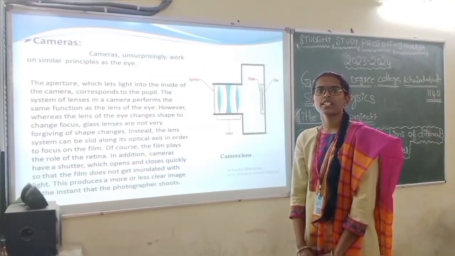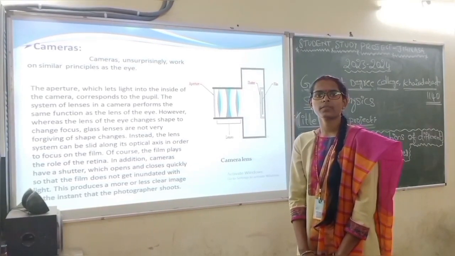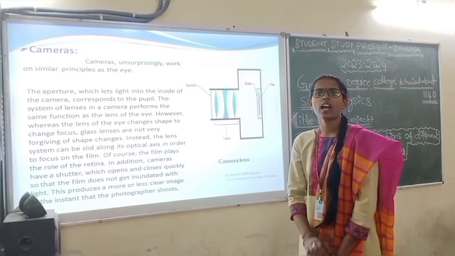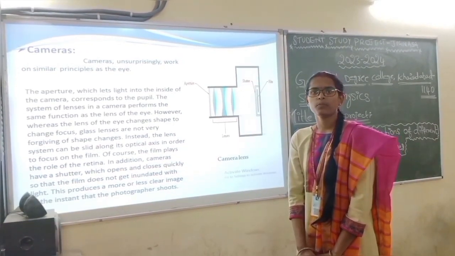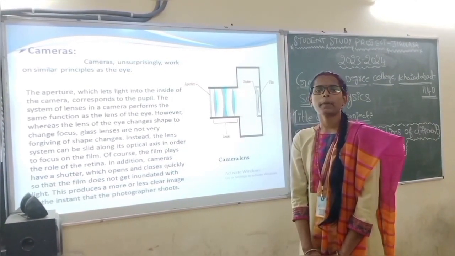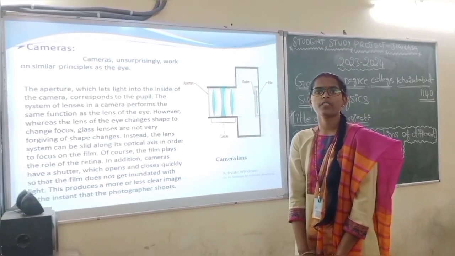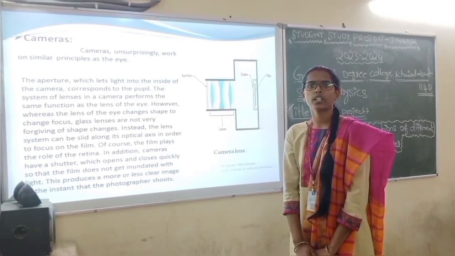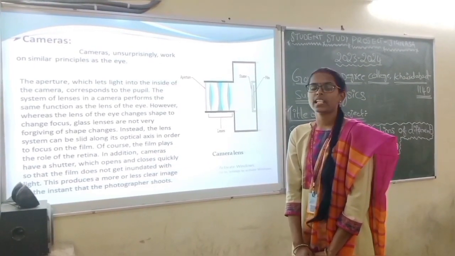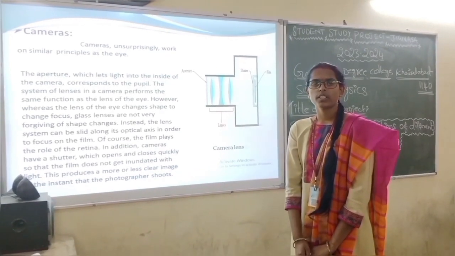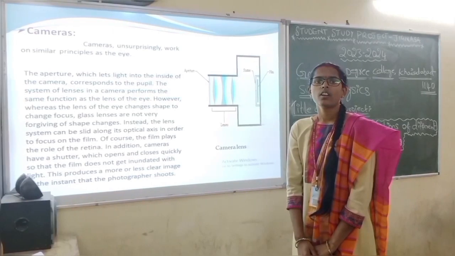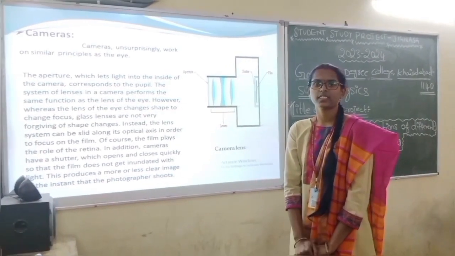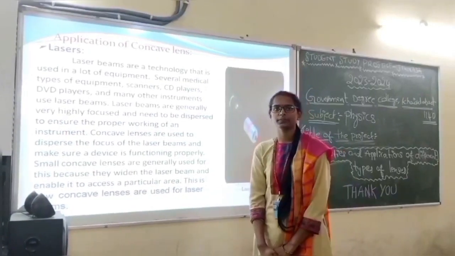Camera. The system of lenses in a camera performs the same function as the lens of the eye. Camera lenses are essential for photography. Prime lenses have a fixed focal length, good for low light. Zoom lenses offer a variable focal length for versatility. The topic is continued by my friend.